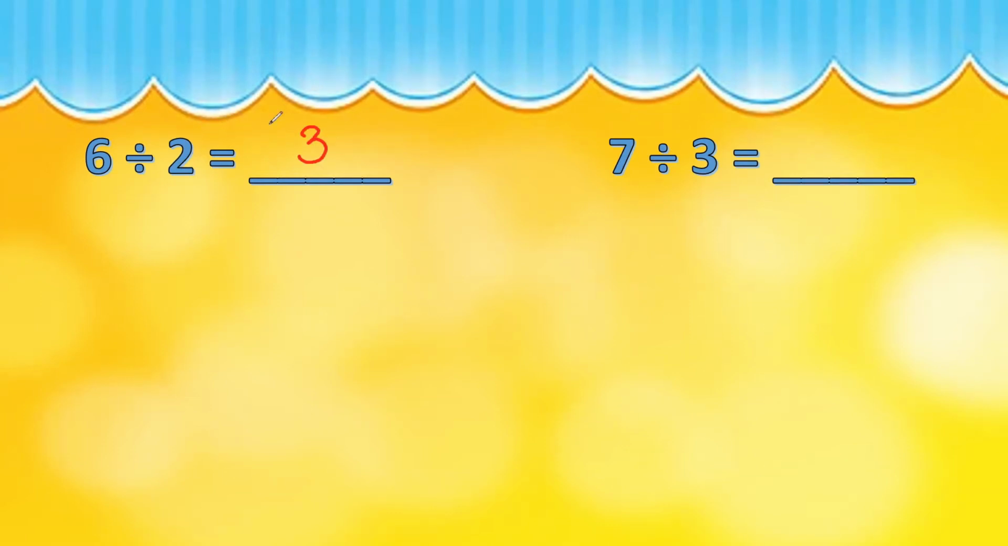Okay, we know that division is just the opposite of multiplication. So, if we know the multiplication tables, it will be easier for us to divide the numbers, especially the smaller numbers. So, like for this one, 2 times 3 will be equal to 6.